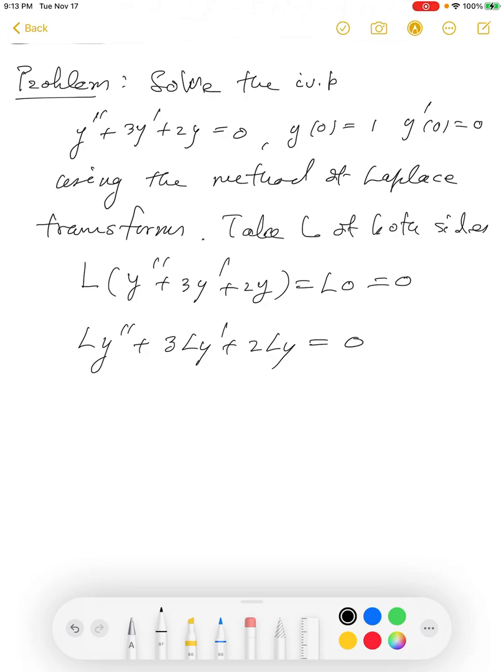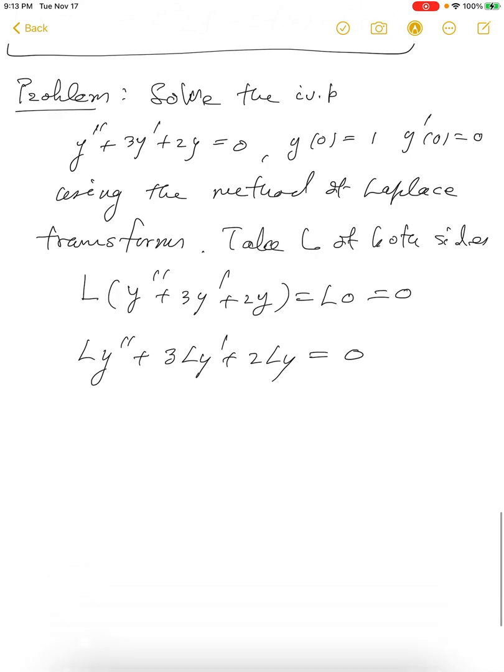That's 0. Now I'm going to use the formula that we just saw. L of y double prime is s square L y minus s y0 minus y prime 0. This is my first term.